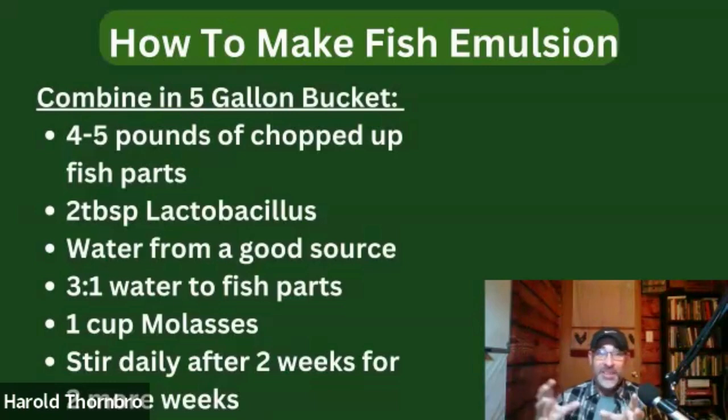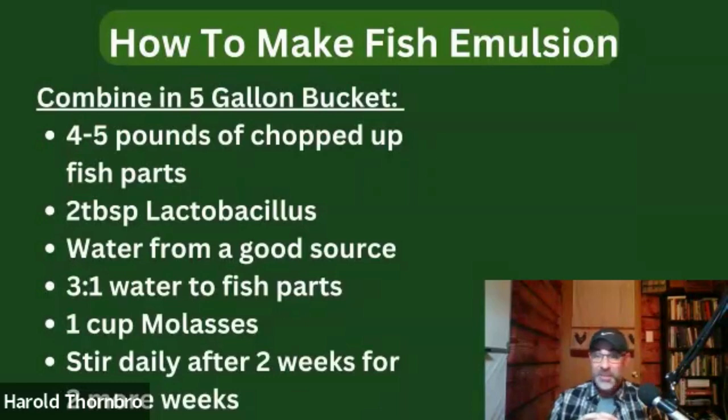You'll want to stir it daily after about 2 weeks, for about 2 more weeks, 2 weeks, 3 weeks, somewhere around there. You're going to want to put a lid on it because it's going to stink. Have a nice stick ready to stick in there. It's going to smell bad, but that's how you make fish emulsion. And that's what you buy. You buy that liquid. You'll strain all those pieces out.